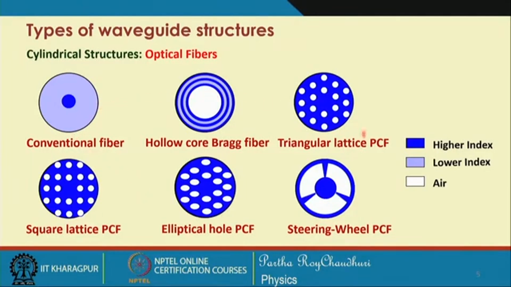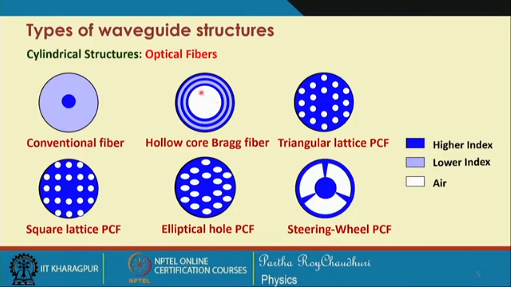There is another class of optical waveguides we have mentioned, cylindrical structures, which are optical fibers, and nowadays this is one very important optical waveguide for telecommunication, connecting cities, countries. A lot of optical fibers are laid underground and also under the sea for telecommunication. There are a variety of optical waveguides. This is the simplest, the conventional core cladding structure, which has a core and a cladding surrounding it.